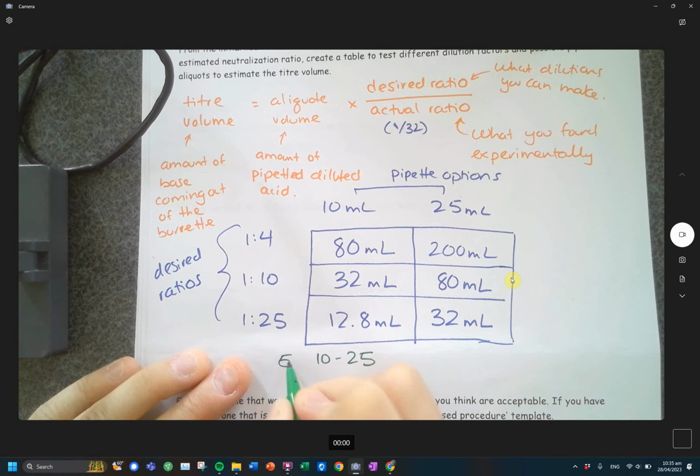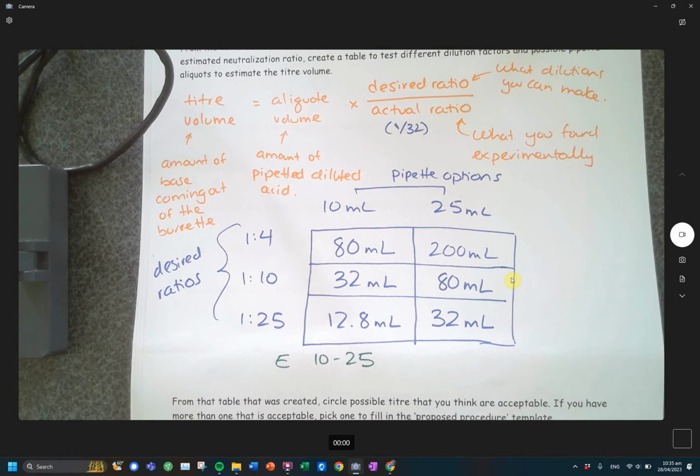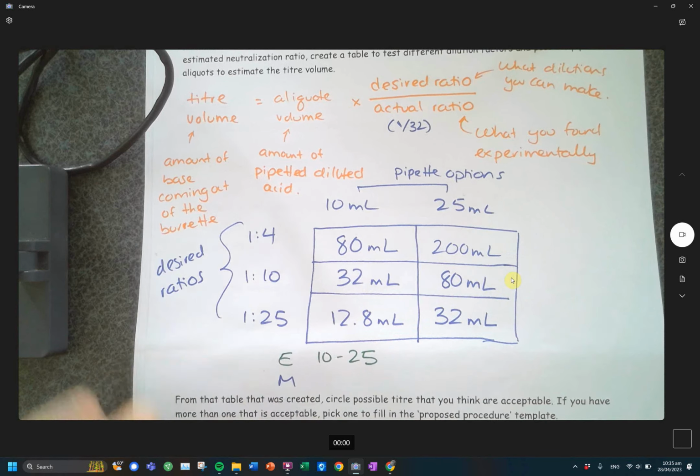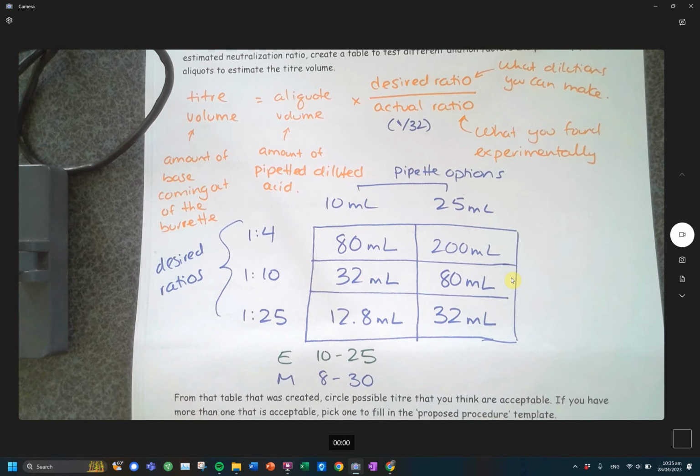That's what I need for an excellence level kind of procedure. If you're aiming for a merit, we are a little bit more flexible in what we're willing to take. We will take 8 to 30 roughly. If you guys chose the 32, I'd probably say I would still take it for a merit, but it'd be a low merit. And then achieved is you've taken something else. So if you've given it a go, but the numbers are really bad, that's an achieved.